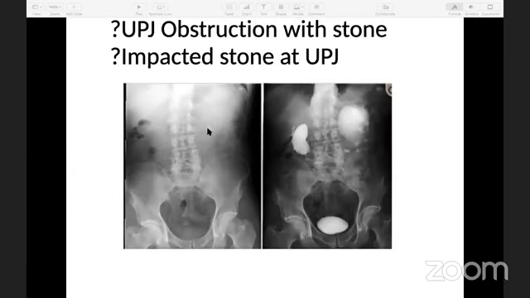In cases like this, UPJ obstruction with stone, PCNL should be done first, followed by drainage studies to document obstruction.